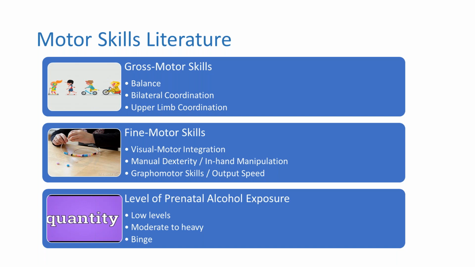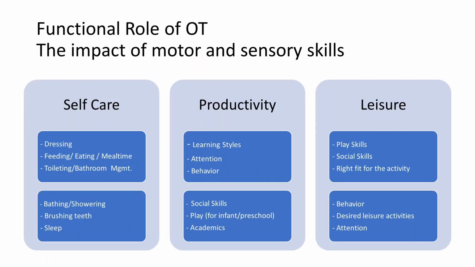So the literature that talks about lower levels, there are some differences in their motor skills, but not always significant. And the moderate to heavy exposure was strongly correlated with lots of motor deficits. And the binge drinking is kind of in the middle. There's some literature that talks about how there are significant differences, and then there's another body of literature that talks about that it wasn't significant enough. So it's kind of inconclusive and needs a little bit more in that area.